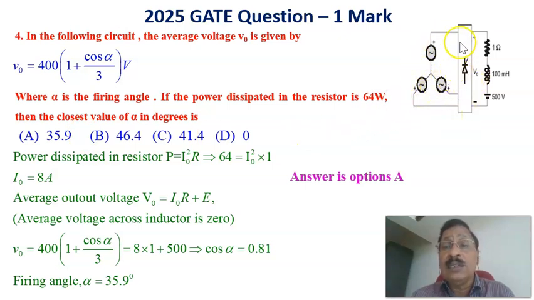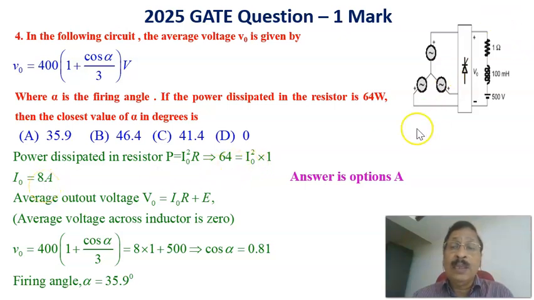The 3-phase input is to a controlled rectifier, and this is the RLE load: resistance, inductance, and a battery. Now, for the power dissipated in the resistor, which is equal to 64 watts, that is nothing but the output current squared, I0 squared, into the resistance value, which is equal to 1. So I0 squared into 1, or the current through the load, is given by the square root of 64, which is equal to 8 amperes.